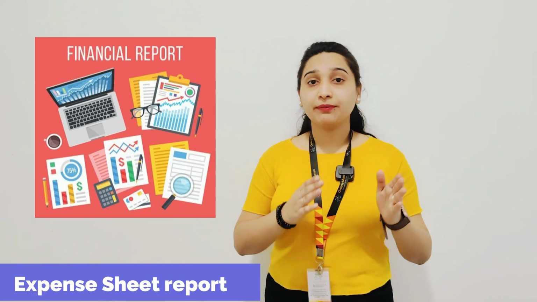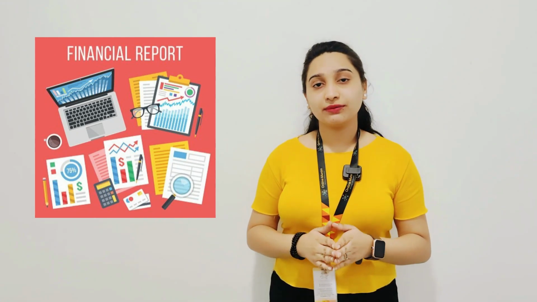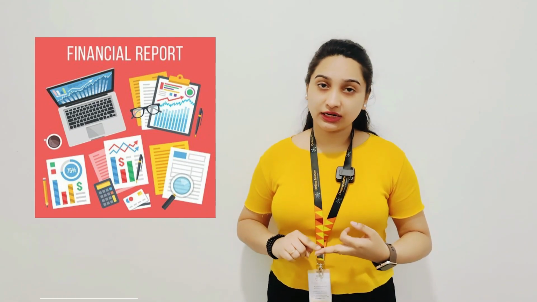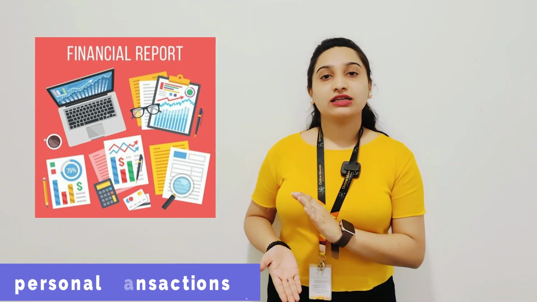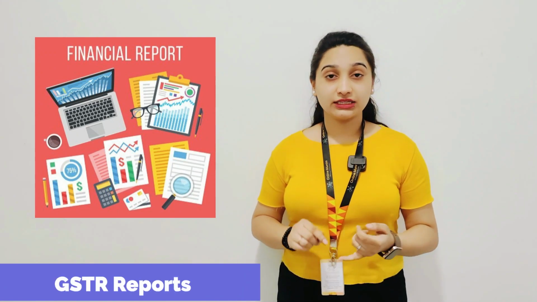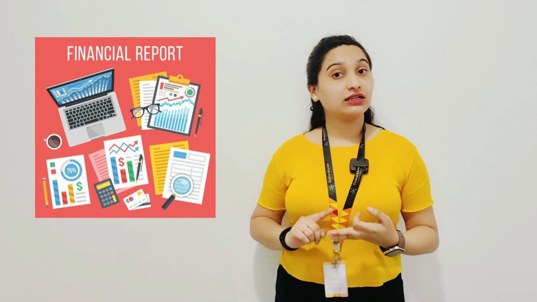Suppose you have purchased a printer from one of your suppliers, you can maintain those expenses. With that you can maintain your business transactions, your personal transactions, and other transactions, all three types of transactions in your expense sheet. You will also get your GSTR reports, like GSTR 1, GSTR 2, GSTR 3, all auto-generated in the software.